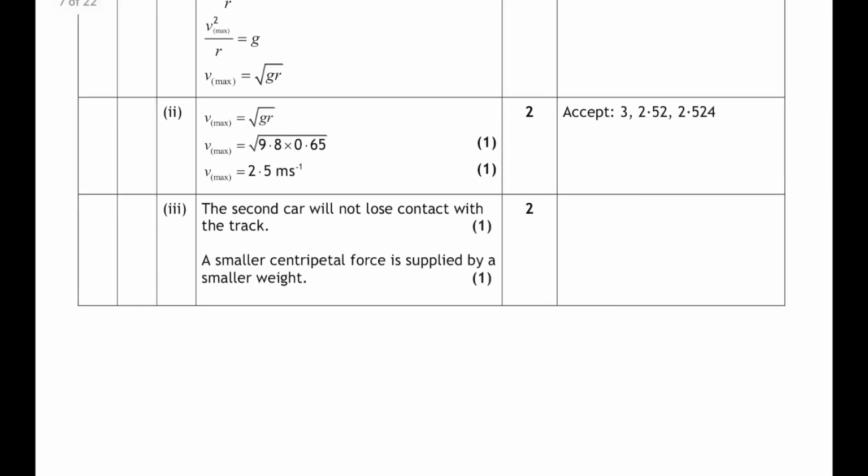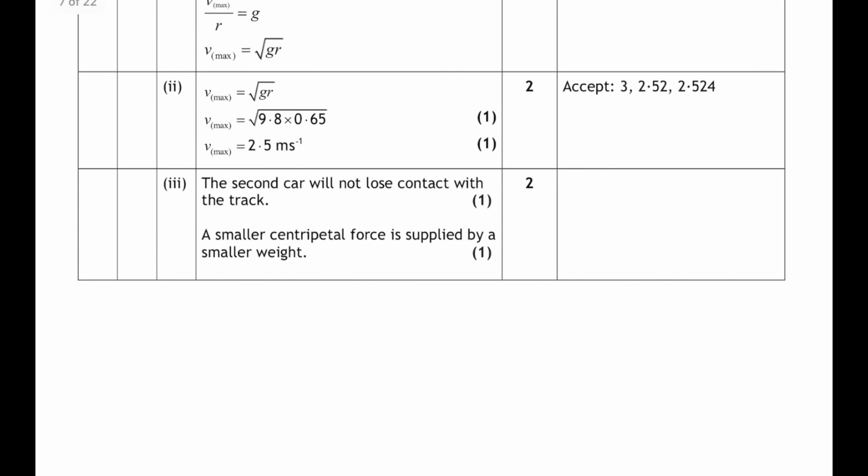There's the marking instructions, 1 mark for saying it won't lose contact with the track, and the second mark for the justification. The smaller centripetal force is provided by the smaller weight of the vehicle.